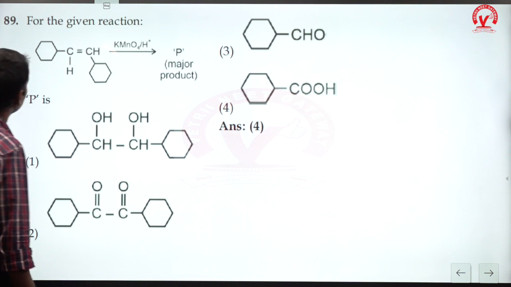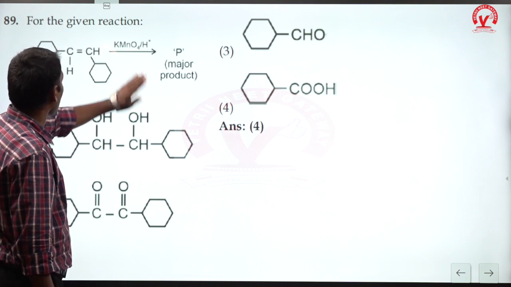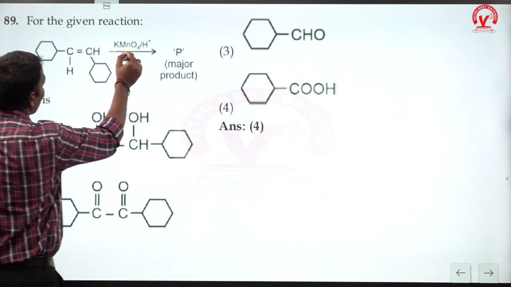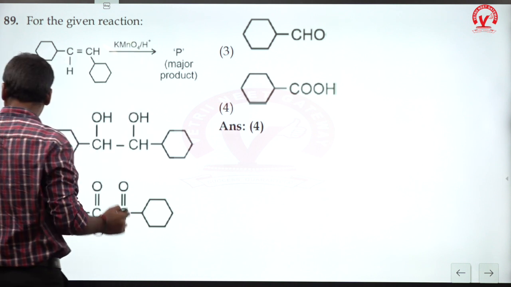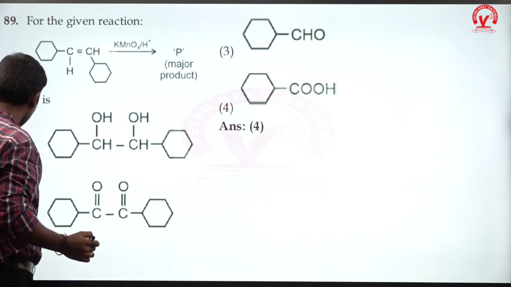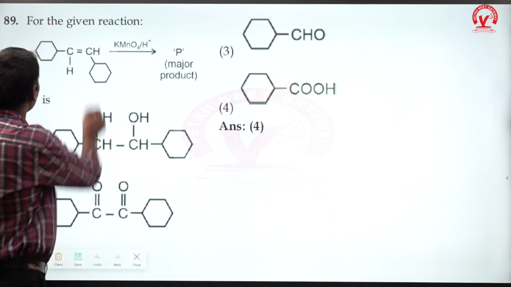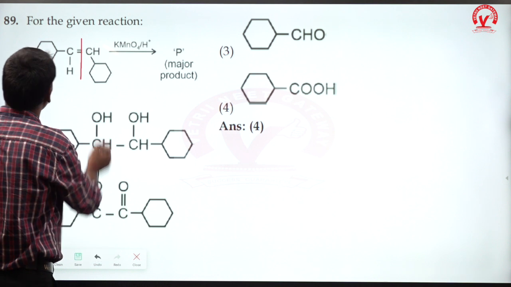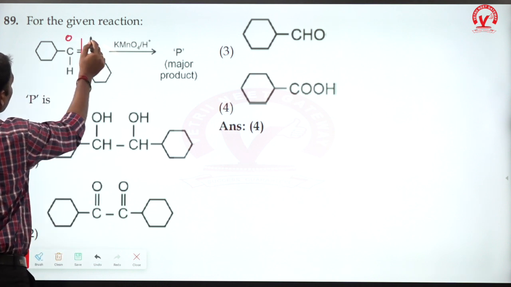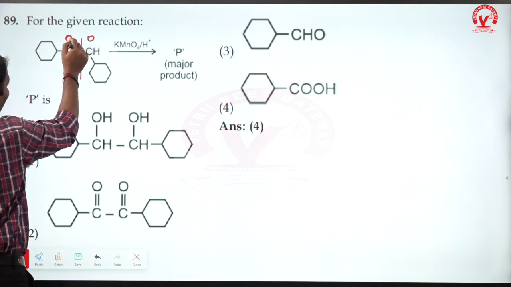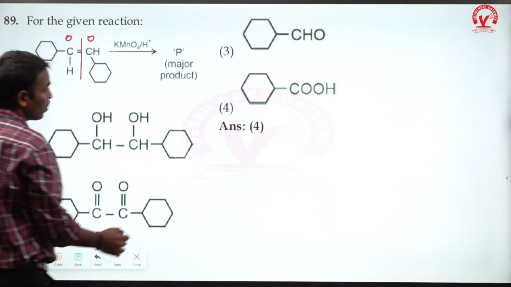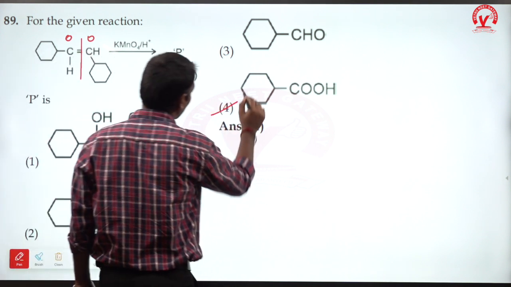Question number 89. For the given reaction, KMnO4 in H plus, a strong oxidizing agent, potassium permanganate in presence of acidic medium. So bond breaks like this here. This side was converted to acid, this side also converted to acid. So completely we are getting acid. That is option 4 is the correct answer.